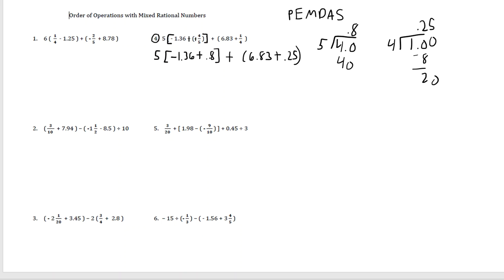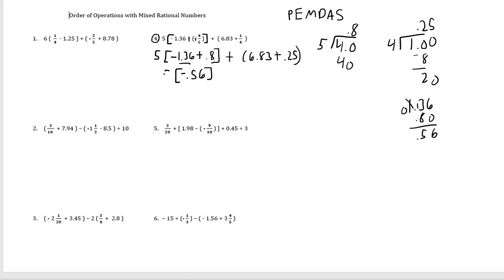Negative 1.36 plus 0.8. These are different signs. So in order to combine them, I'm going to subtract the two numbers. 1.36 subtract 0.8. Add a 0 here. Borrow from this 1, make it a 0. 13 minus 8 is 5. So 0.56. And this should be negative because 1.36 is bigger than 0.8.